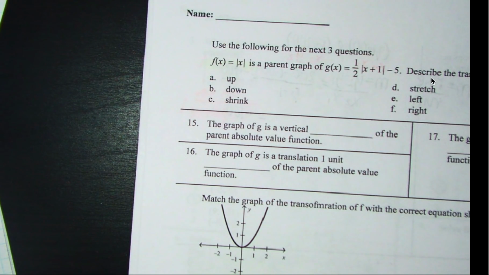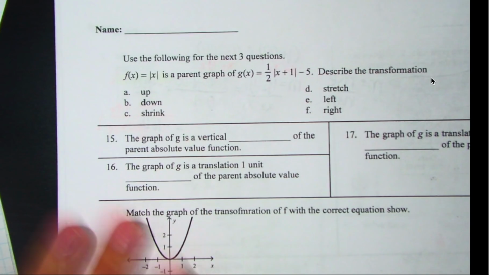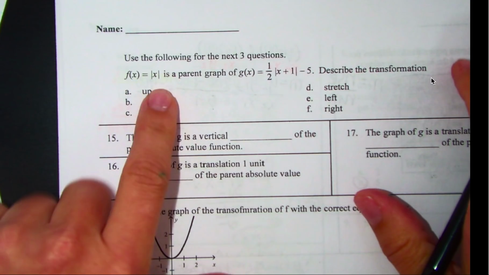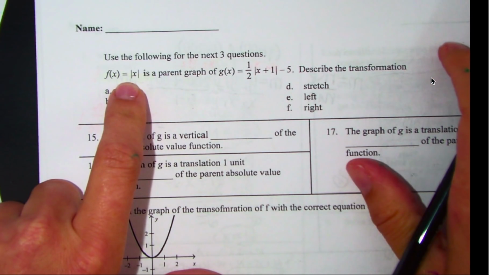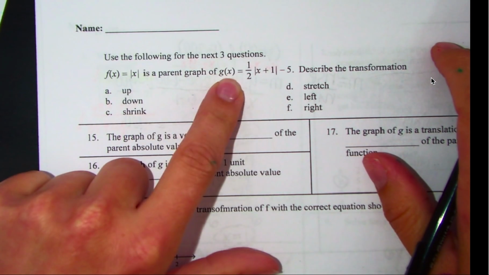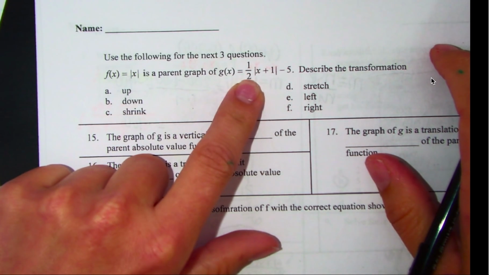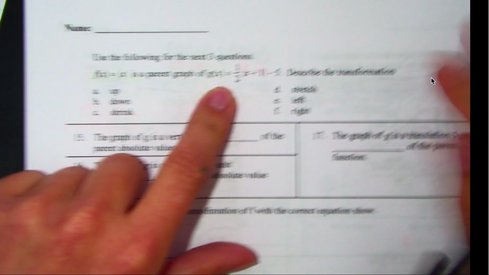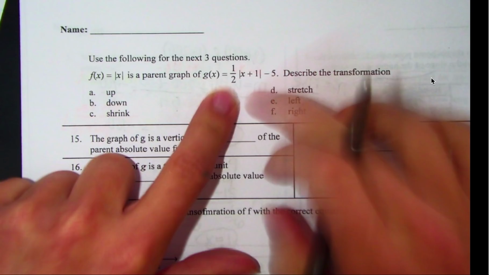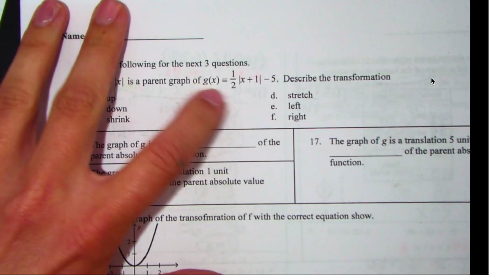Number 15. We are given that f of x equals absolute value of x is a parent graph of this g of x here. We're going to describe the transformation. So we can start with the 1/2 out in front.